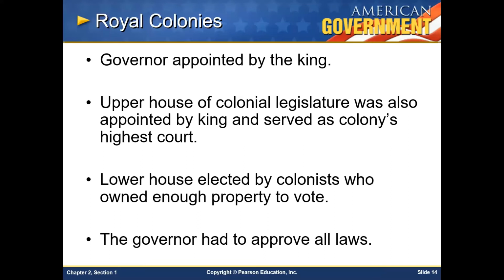So the legislature would get to create the laws, but the governor had to approve all of the laws, and then the governor was appointed by the king. So again, you can see all roads kind of point back to the king controlling these royal colonies.